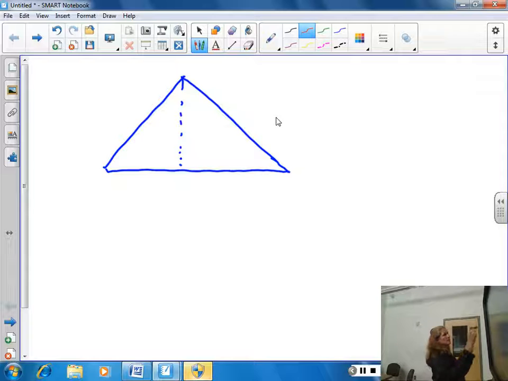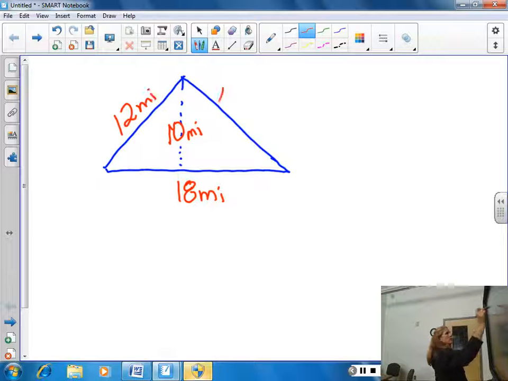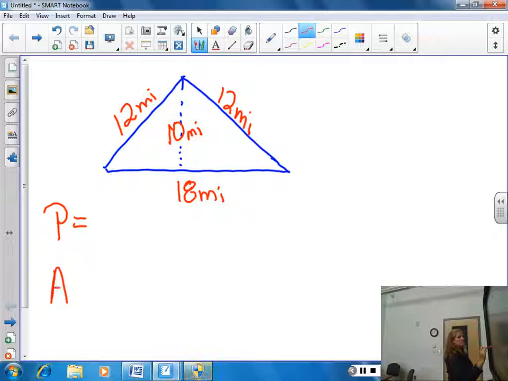So let's say this is 10 miles, and this is 18 miles, and these are 12 miles on each side. It's asking you first to find the perimeter and then to find the area. So we want to do two things with this.